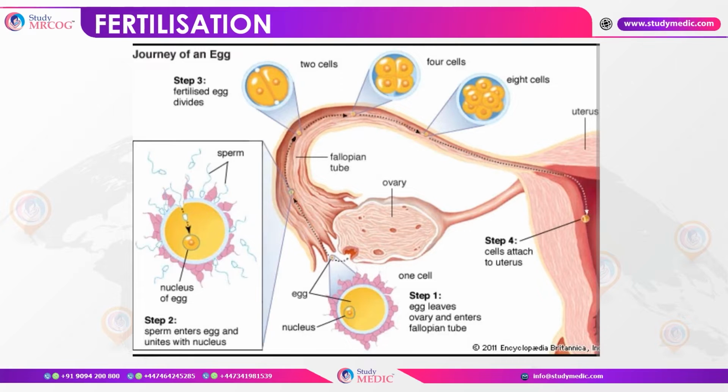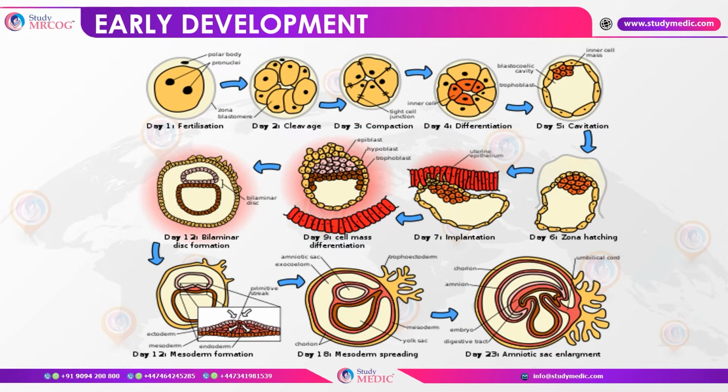Fertilization takes place in the ampullary region of the fallopian tube, and then the division starts. We have the 2 cells, which is the zygote, then we have the 4 cell and the 8 cell, which slowly traverses the fallopian tube to reach the uterine cavity. So day 1 we just have fertilization taking place. In day 2 we have cleavage.